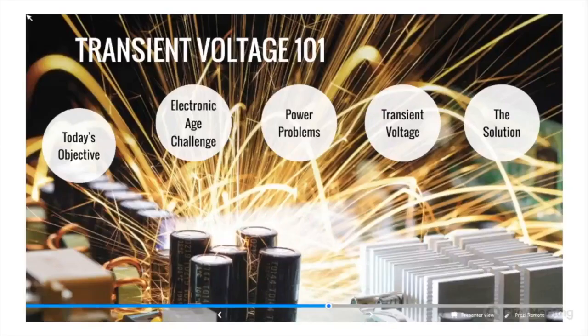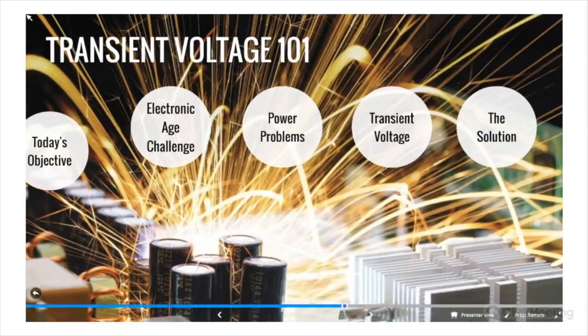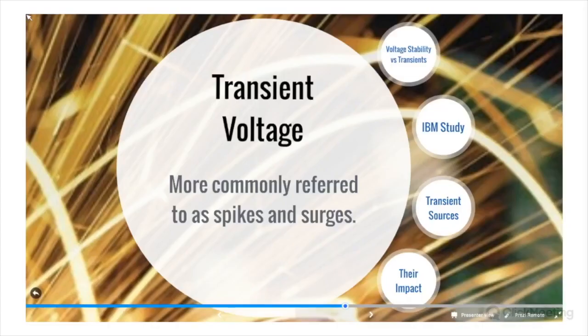Yeah, good point. So the next thing we're going to do is step into a little bit more science about the subject matter, which is transient voltage. We'll start out with talking about the stability of our systems. We've got an IBM study we're going to summarize for you. And then the transient sources, where the heck do they come from? And then what are they actually doing to your equipment, your systems?